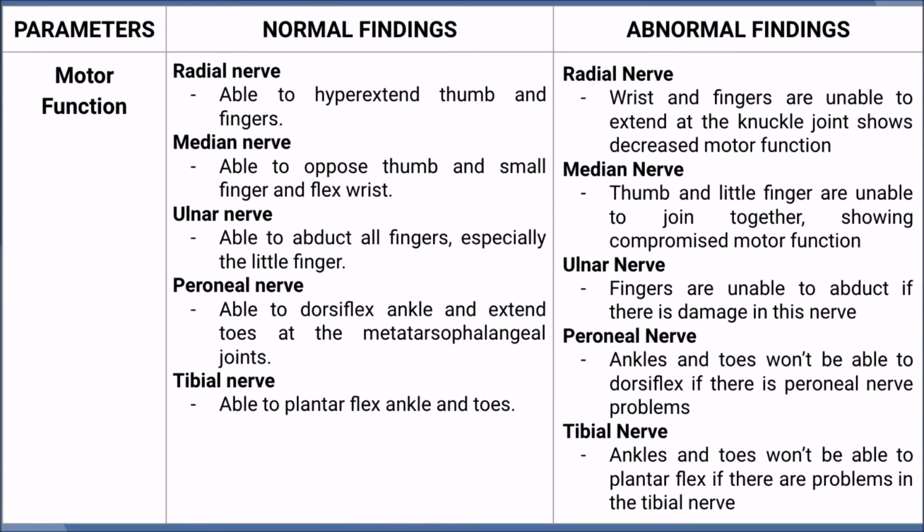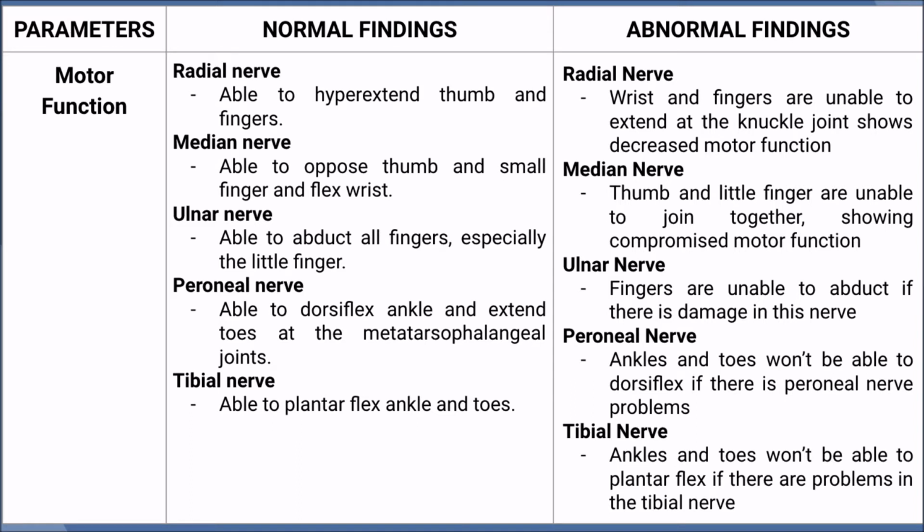Next we have the motor function. First we have the radial nerve. An abnormal finding for assessment of the radial nerve is that the wrist and fingers are unable to extend at the knuckle joint, and it shows decreased motor function. And next we have the median nerve. The thumb and little finger will be unable to join together, showing compromised motor function.